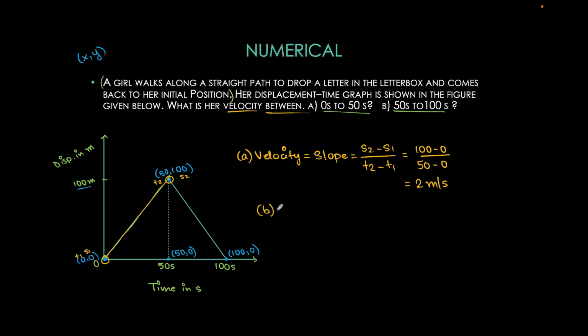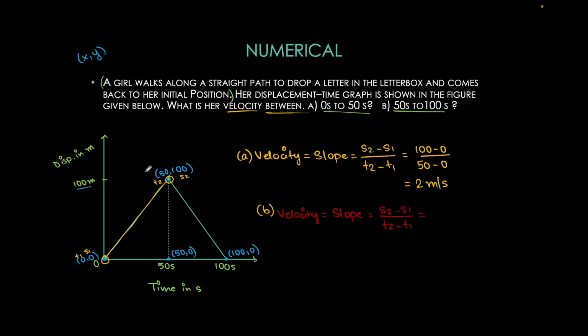Now let us find the velocity during 50 to 100 seconds. So the velocity, which is equal to the slope, is again s2 minus s1 divided by t2 minus t1, right? Now don't get confused with s2 and s1. You might think that s2 and t2 will be fixed for this coordinate. No, it is not like that. S2 basically means the final position and S1 is the initial position.